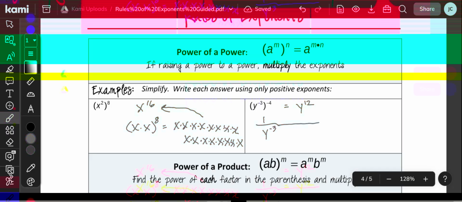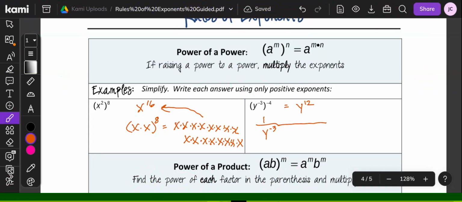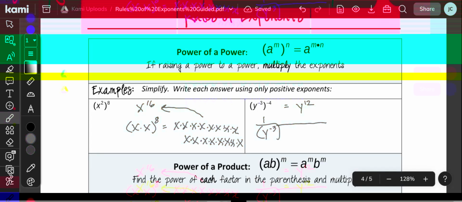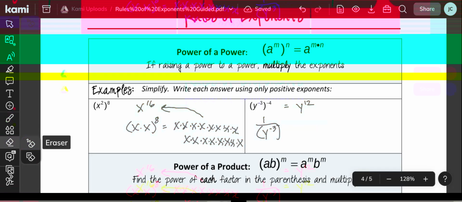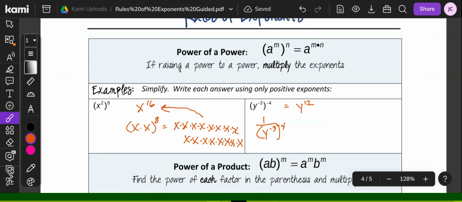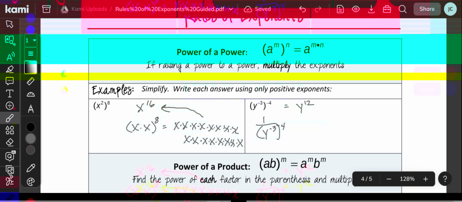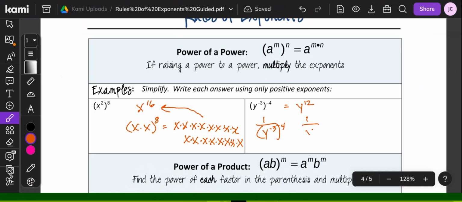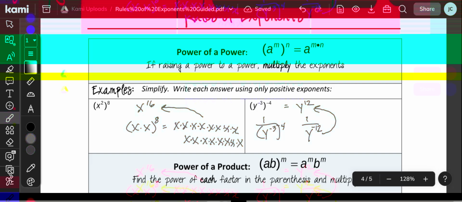And I'm going to, right? So y to the negative third, whoops, I don't know why I made that line so long. Y to the negative third to the fourth, okay? And if I do that multiplication, I get 1 over y to the negative 12th, which in turn goes back up here. So you're just skipping some steps. You're just saying, oh, two negatives multiplied together is a positive. You don't have to do all this other stuff.